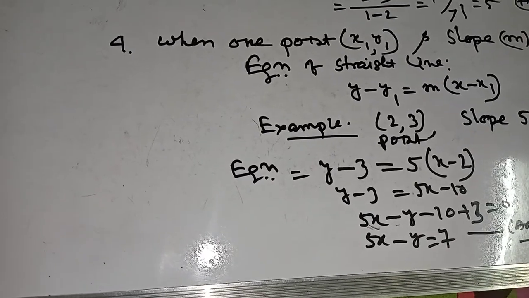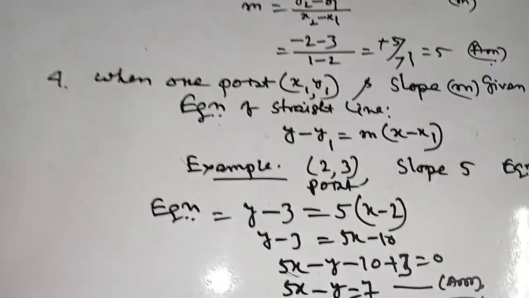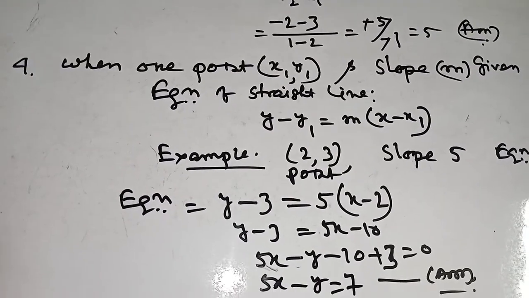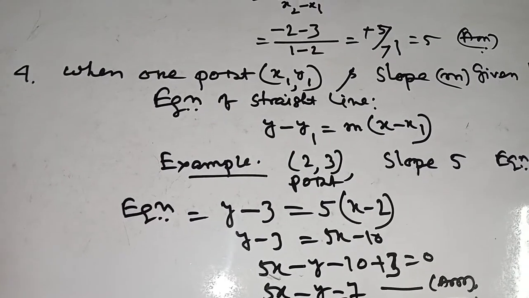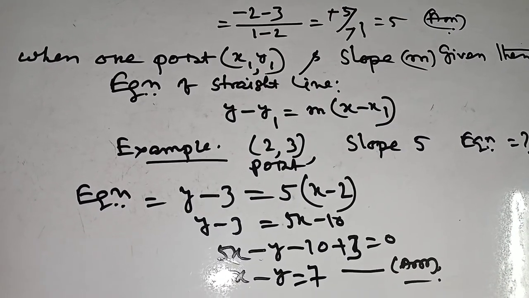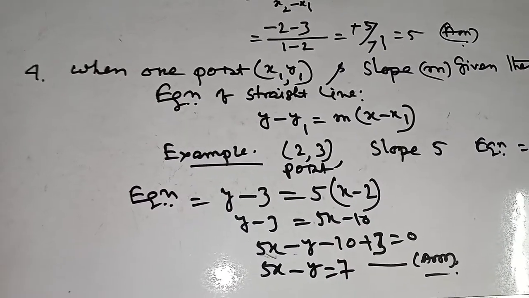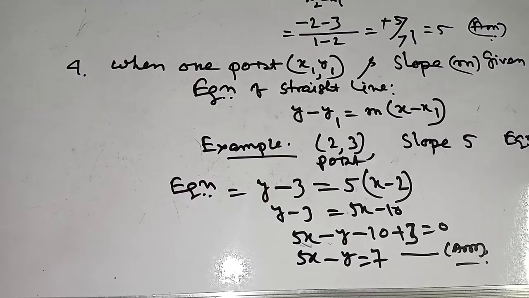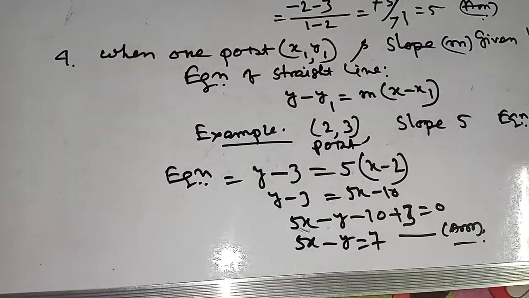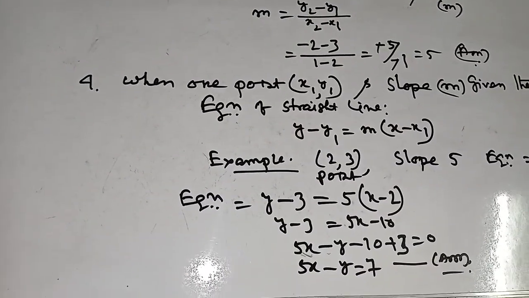Then it is substitute. That means when one point x1 y1 and slope m are given, then equation of straight line will be y minus y1 equal to m into x minus x1. This is the equation of straight line. Given point 2 3 and slope 5, then equation will be y minus y1, that means 3, equal to slope m into x minus x1, that means 2. Y minus 3 equal to 5x minus 10, then it will be 5x minus y minus 10 plus 3 equal to 0, that means 5x minus y equal to 7. This is the equation of straight line. Okay.